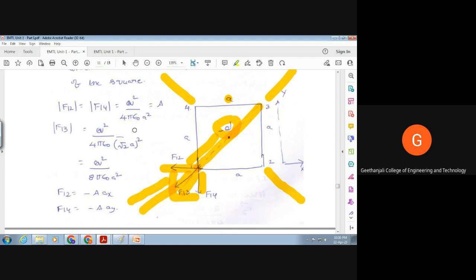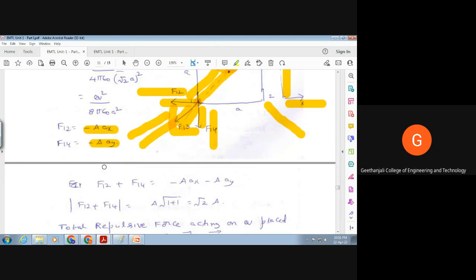F12 and F14 we have already discussed: Q square by 4 pi epsilon naught a square. F12 will be acting in this direction, and F14 will be acting along this direction. Suppose I define this direction as the x-axis and this as the y-axis. What is the direction of F12? Minus a_x. What is the direction of F14? Minus a_y. Next, what is the magnitude of F13? Q square by 4 pi epsilon naught. From here to here, the distance is root 2 a, so root 2 a whole square. That is Q square by 8 pi epsilon naught a square.